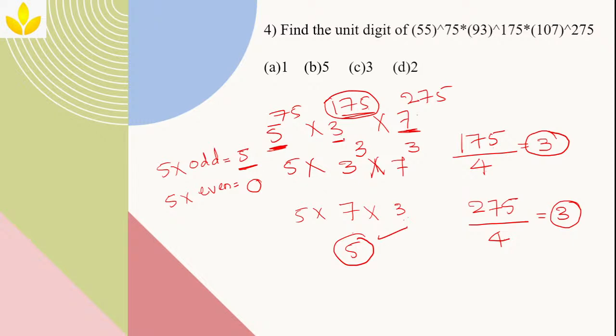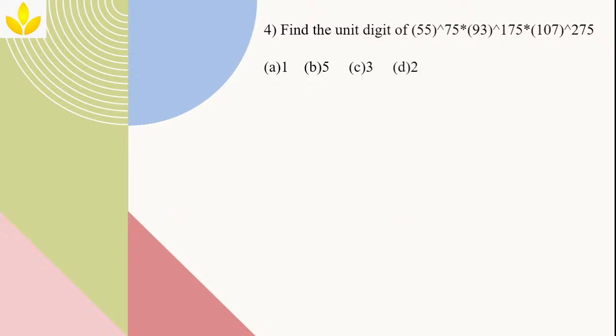With 5, instead of 3 and 7, if you are multiplying any even numbers, you can directly write the answer as 0. Clear guys? Okay. I hope you understood. And now let us start with the quiz.